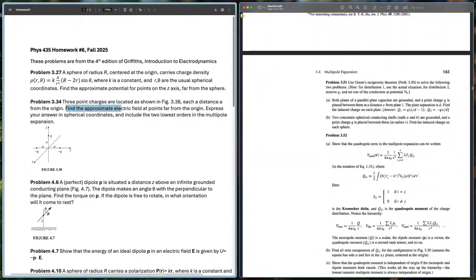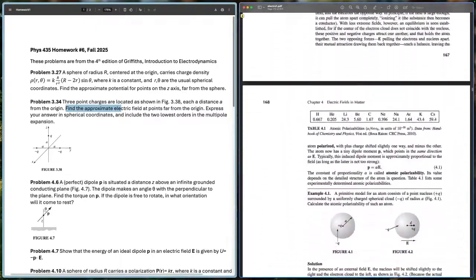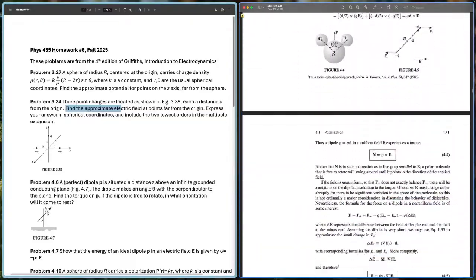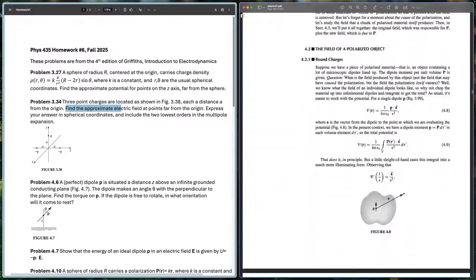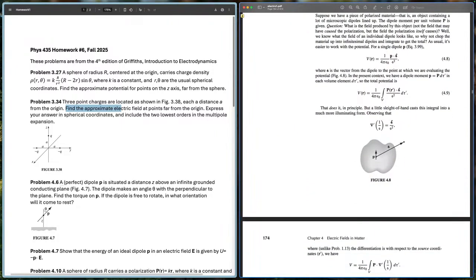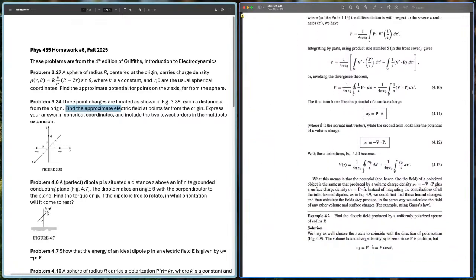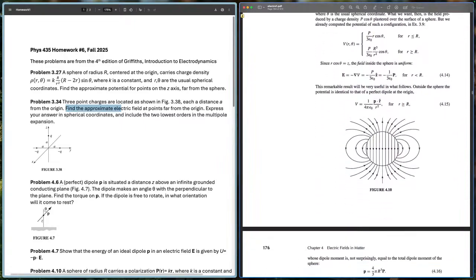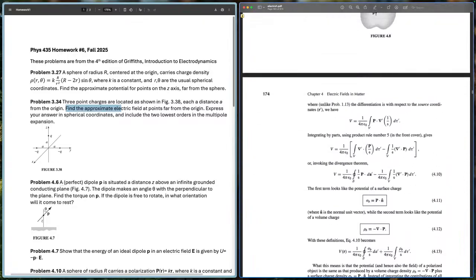And now I'm interested in finding the torque on this dipole p. And there's a grounded conducting plate. So I think you could exploit using the method of images.